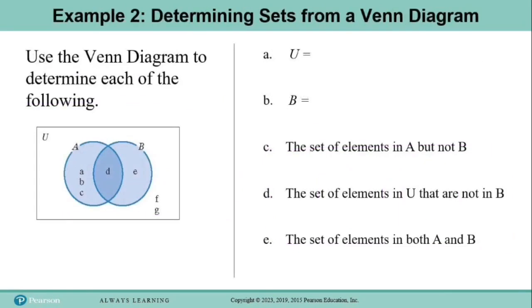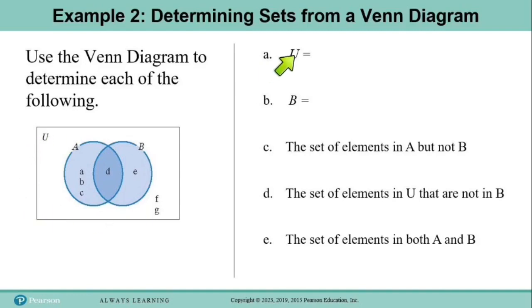So here's example 2, and it says use the Venn diagram to determine each of the following. Okay, so notice that we have the universal set, we have set A represented here and set B represented here. Now everything in the circle for set A is part of set A, and everything in the circle for set B is part of set B. There is one element that is in both, so it's shown in the overlapping area, and then there are some elements that are not in either set A or set B, but they are part of the universal set.